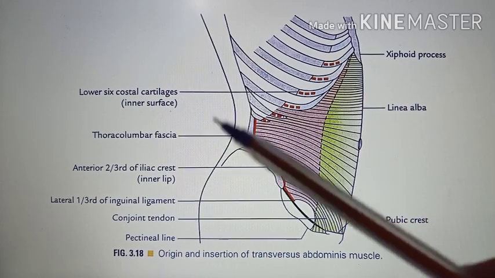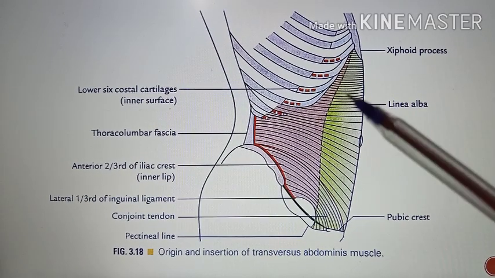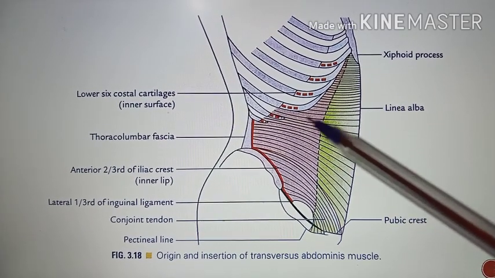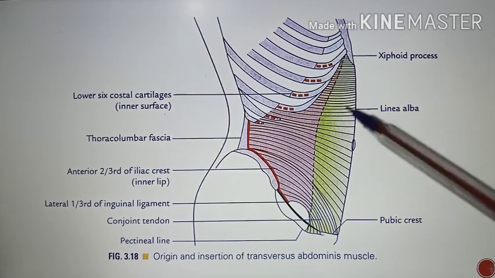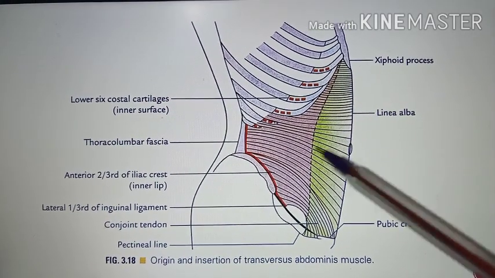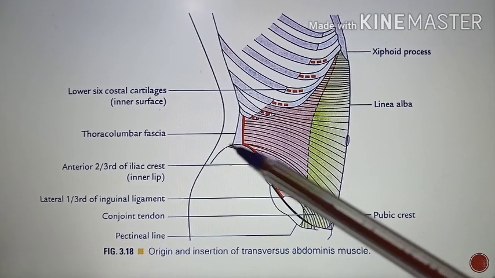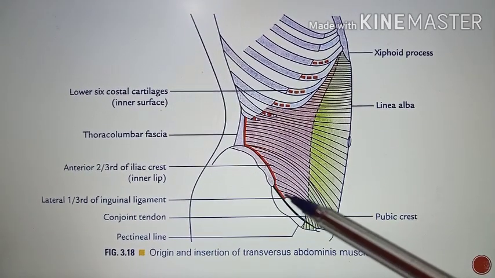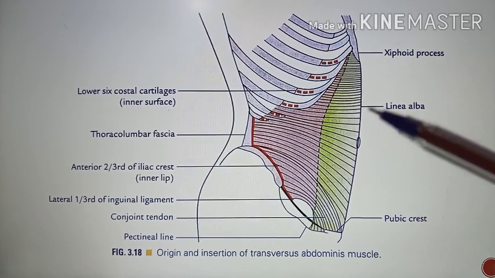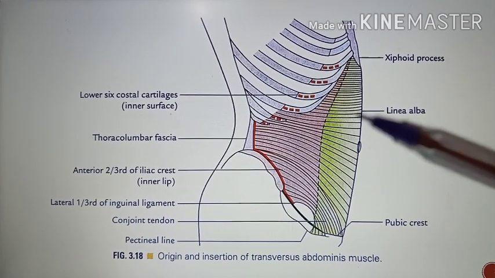This picture is showing the transversus abdominis muscle. This is the muscle, and this is the aponeurosis of the muscle. Then here you have the thoracolumbar fascia. Then this is the iliac crest. This is the inguinal ligament. Coming to the origin of this muscle.